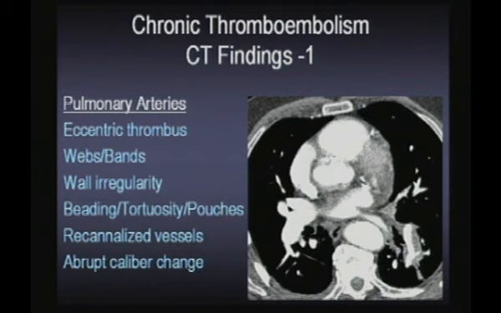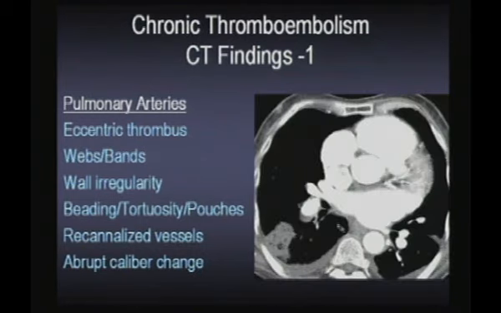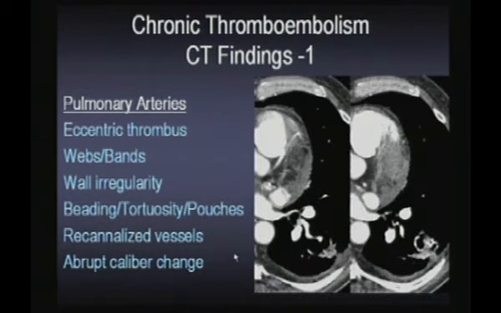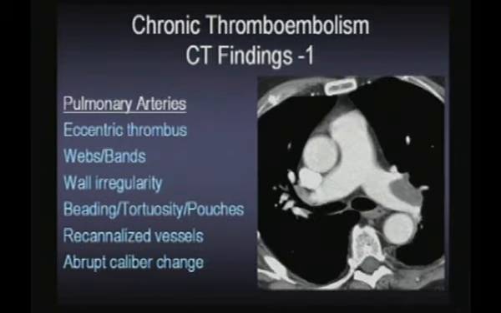We may see expanded and irregular vessels, but also small outpouchings from the side of vessels, which are features of the chronic thromboembolic disease. Small irregular vessels may be present in areas of prior infarction. These little corkscrew vessels are relatively characteristic of chronic thromboembolic disease.